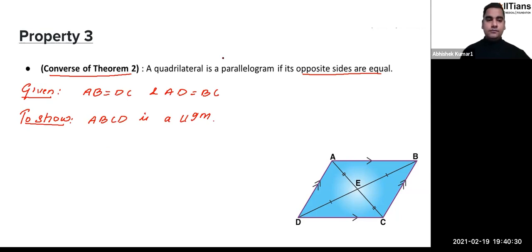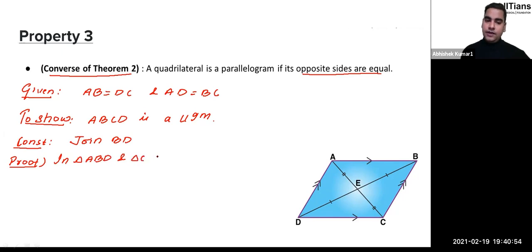Is that clear? So this is again quite easy to prove. The construction needs to be done here as well. Let's say I join one diagonal, BD. If I join BD, I have two triangles now. I'm going to consider triangle ABD and triangle CDB. In these two triangles, I have AB equal to DC, which is given, and AD equal to BC, also given in the statement. And apart from this, we have one common side, BD equal to BD. If you see very clearly, that's common.